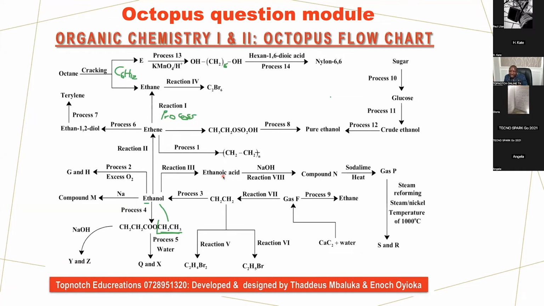So if we wanted ethane, we would use sodium propanoate. If it was propanoic acid, then you add sodium to get sodium propanoate, and the gas will be ethane. But because this one is ethanoate, the gas is methane. Then now we undergo steam reforming.